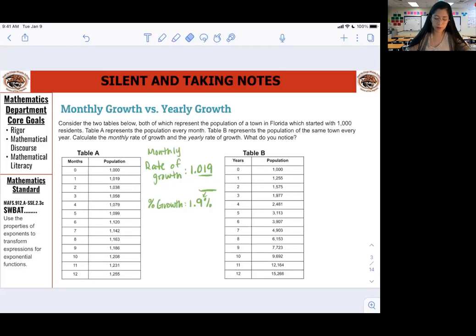Because there's a difference. The rate of growth versus the percentage of growth, those are two different things. You have to be very careful. So any questions on how I got my rate of growth? Any questions on how I got my percentage of growth?